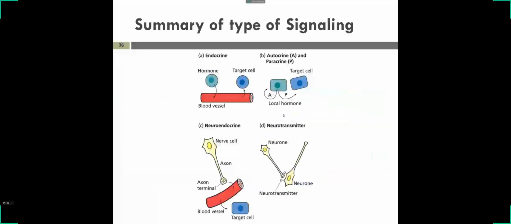And if I put up a scheme of these different types of signaling and cell communication, you should be able to label them, tell me who's who, and draw these in your answers. Again, one of my favorite questions on exams.